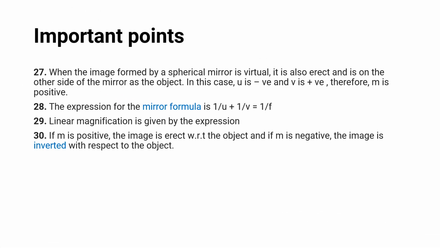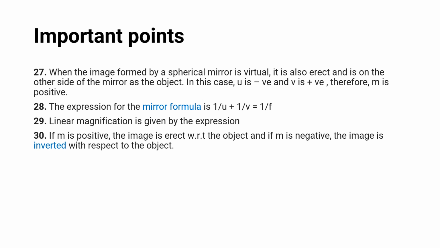Important points, continued. When the image formed by a spherical mirror is virtual, it is also erect and is on the other side of the mirror from the object. In this case, U is negative and V is positive. Therefore, M is positive. The expression for the mirror formula is 1/U plus 1/V is equal to 1/F.